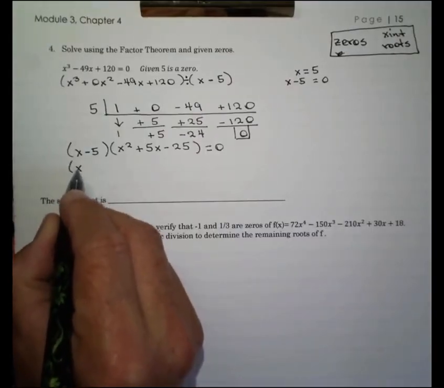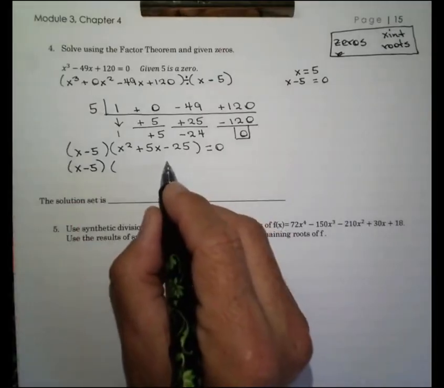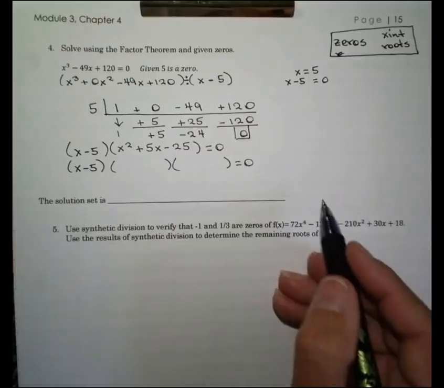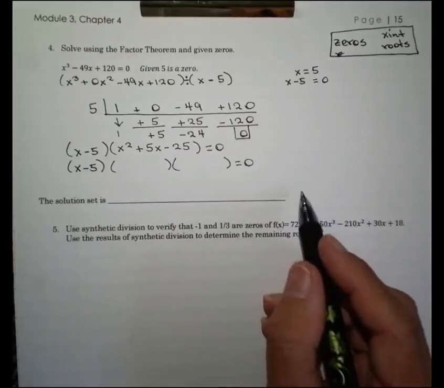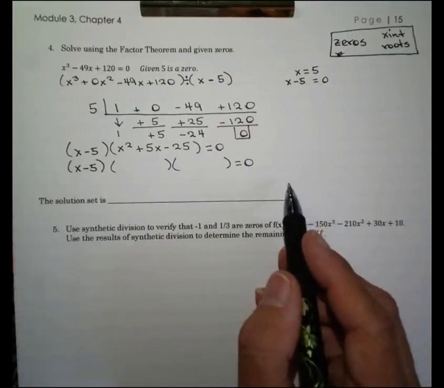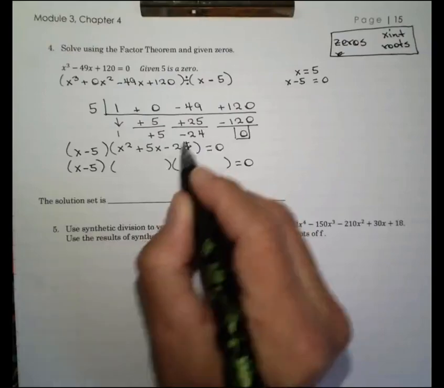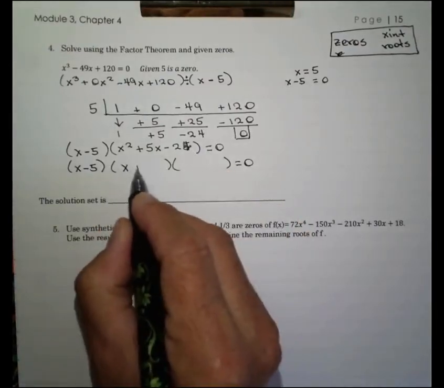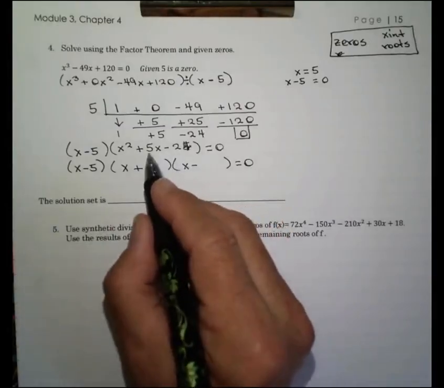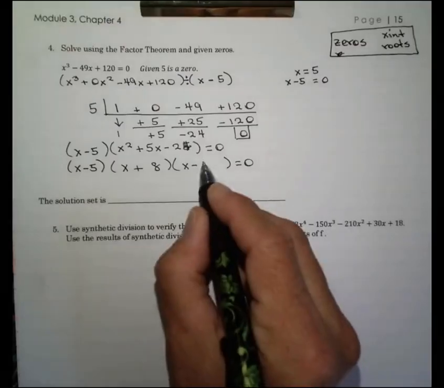Let's try it anyway. I have x minus 5 over here, and I'm looking at this one to see if it will factor. Hopefully I'll have two factors that I can set equal to 0. This should be 24, sorry. It's going to be x plus a number and x minus a number. Factors of 24 that subtract to give me 5 look like a positive 8 and a negative 3.